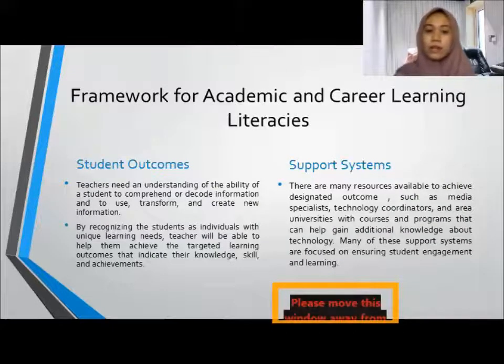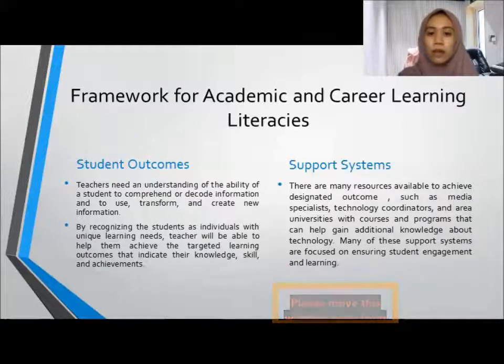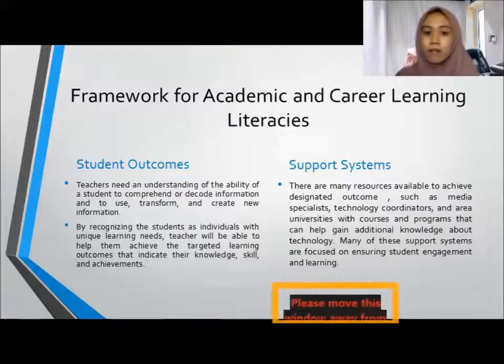The next one is a framework for academic and career learning literacy. As teachers, we need to understand the ability of the student to comprehend or decode information and to use, transform, and create new information. By recognizing the student as an individual with unique learning needs, teachers will be able to help them achieve the targeted learning outcomes that indicate their knowledge, skill, and achievement.